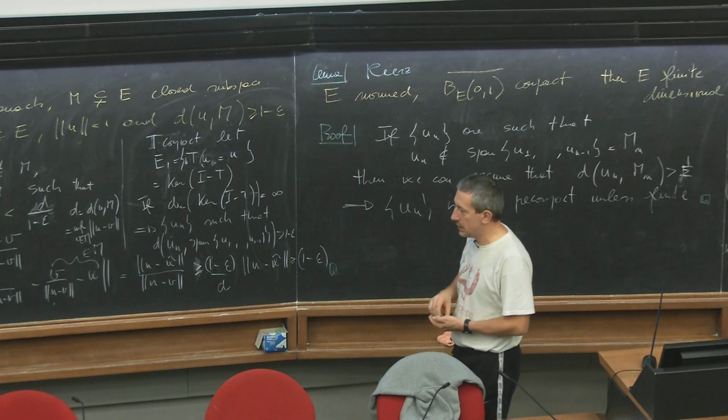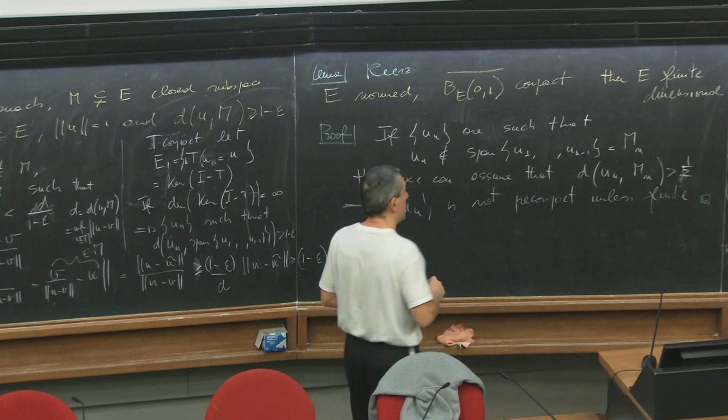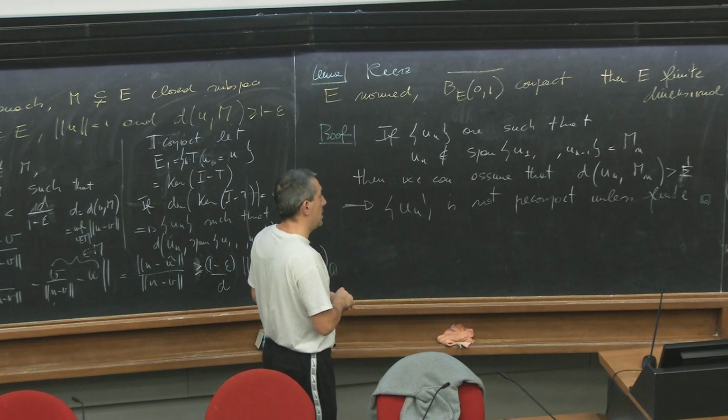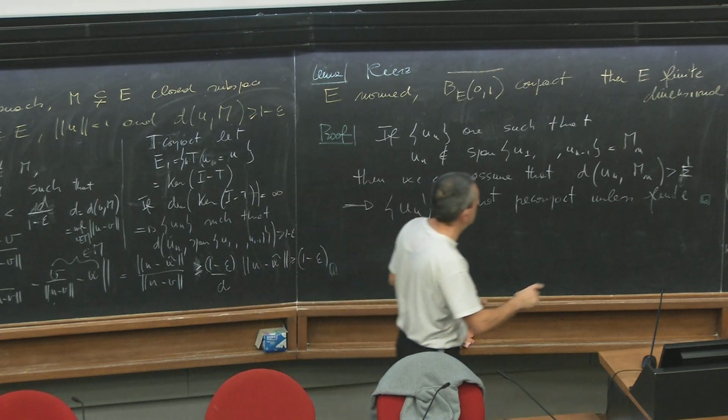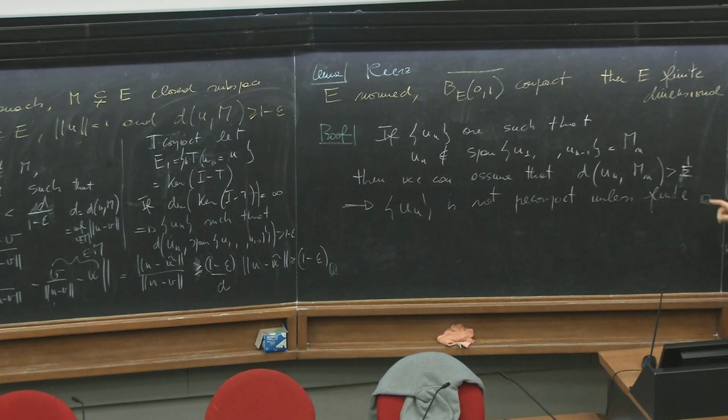Professor, I do not understand that point. Why should they have distance 1? 1/2, I say 1/2, half. At least 1/2. No, I mean, why does that imply non-compact?